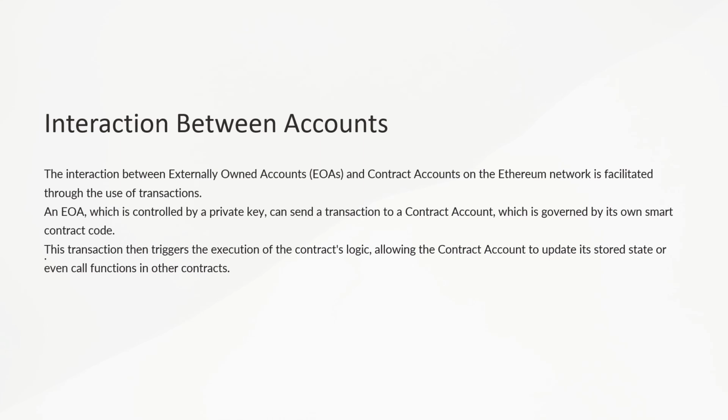For example, an EOA may send a transaction to a decentralized finance contract, instructing it to transfer a certain amount of tokens. The contract's code would then execute, verifying the request, updating the token balances, and potentially interacting with other contracts to complete the transaction.